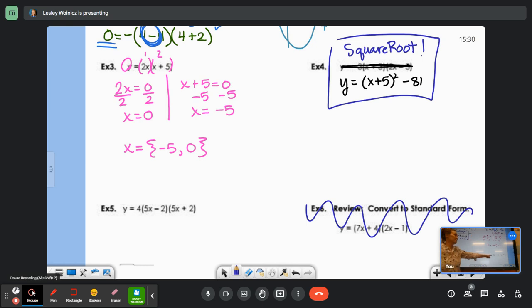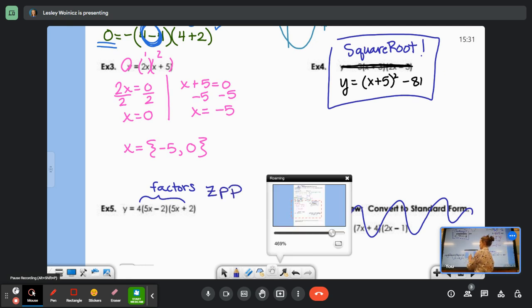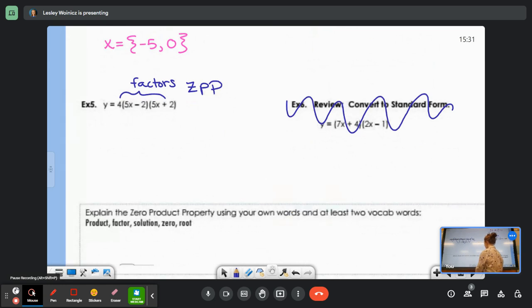All right, what about this one? Number 5. Square root or ZPP? ZPP. Yeah. If we have beautiful factors, then we get to use the ZPP, because it's the factors that give us a product. All right, we're going to do this one.